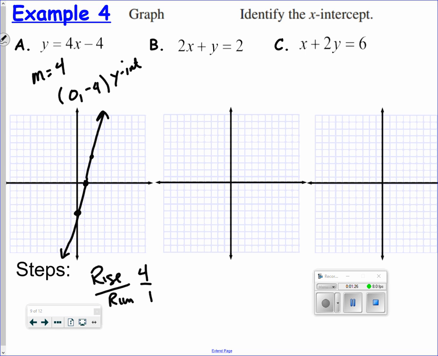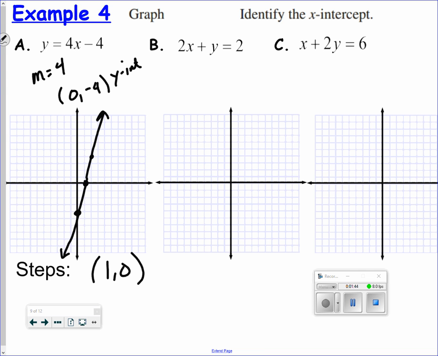Now, the next question is about the x-intercept, and this gets a little bit confusing. There's two ways of finding the x-intercept. Obviously, if I have a graph, I can tell you where it crosses the x-axis, and it crosses the x-axis at 1, 0.